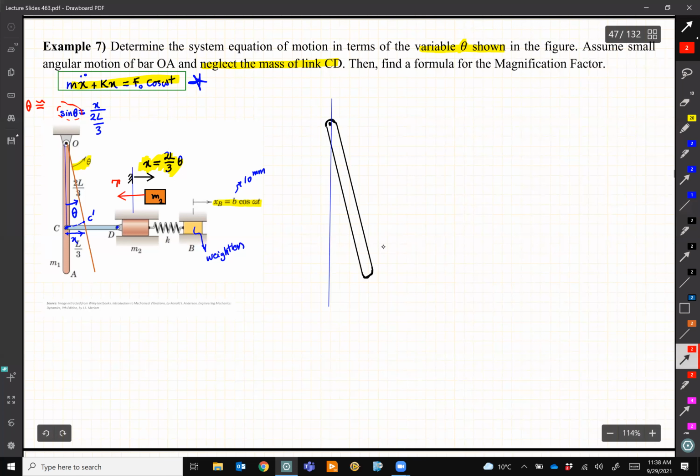So let's draw the free body diagram for this one. O is a point, Ox, Oy.